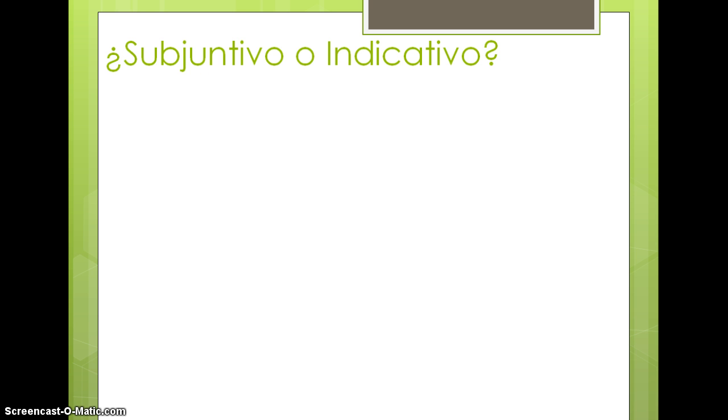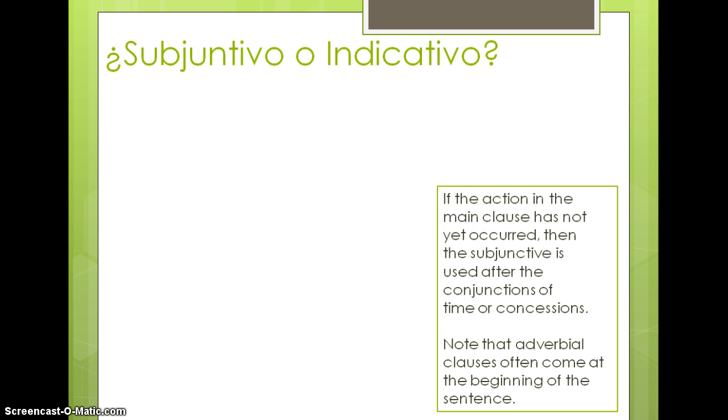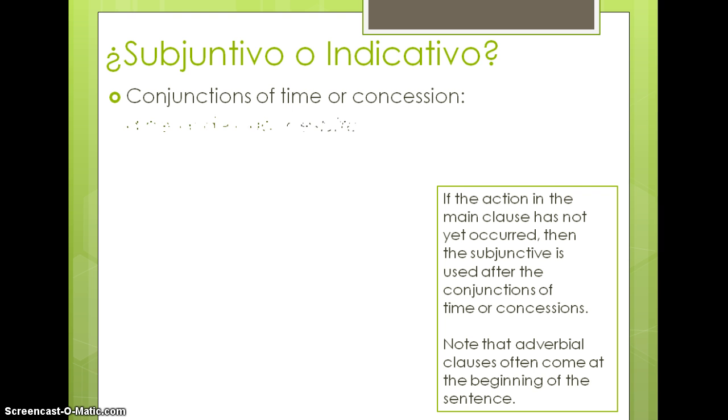Subjuntivo o indicativo. If the action in the main clause has not yet occurred, then the subjunctive is used after the conjunctions of time or concession. And you have those listed in your grammar packet. Note that adverbial clauses often come at the beginning of the sentence. So these are our conjunctions of time or concession.